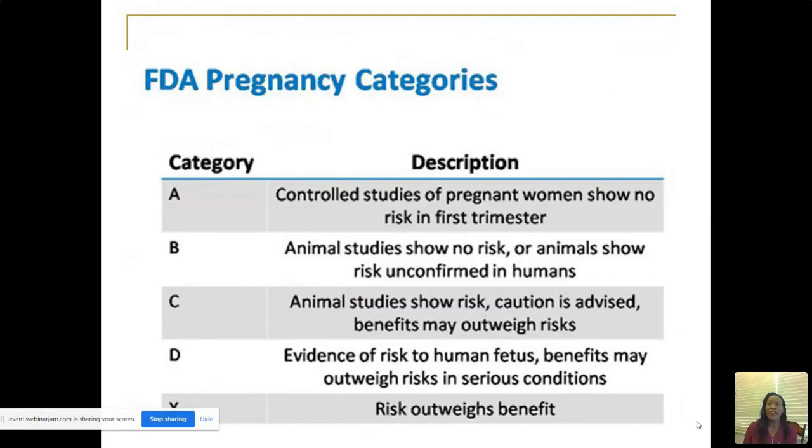So that's why whenever we have a client on lithium, we want to make sure they're on some type of contraceptive, because a client on lithium should not get pregnant. Okay, that's not a baby that's going to make it. So we want them to be on some type of birth control or something. We don't want them getting pregnant on a drug that's class D category.